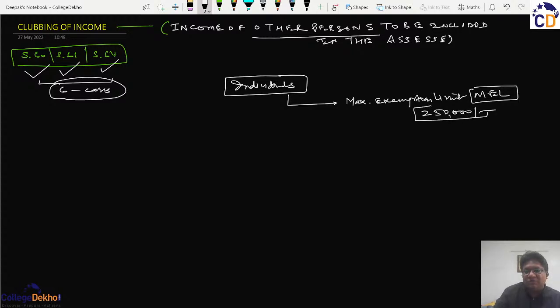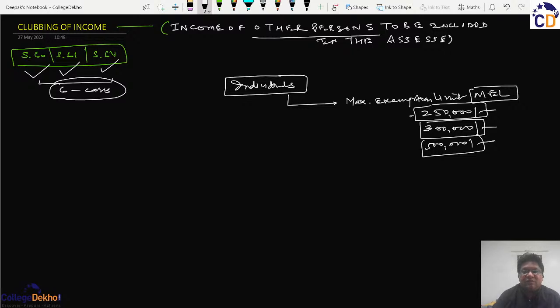And if we ignore the age criterion at the moment, then this amount is exactly 2,50,000. For senior citizens, that is who have achieved the age of 60 years during the previous year under consideration, but are less than 80 years, this amount has been enhanced to rupees 3 lakhs. And those who are super senior citizens, that is who have achieved the minimum age of 80 years during the previous year under consideration, this figure has been enhanced to 5 lakhs. So it denotes that if your total income for the financial year or previous year does not exceed this maximum exemption limit, then you are not liable to pay any tax.